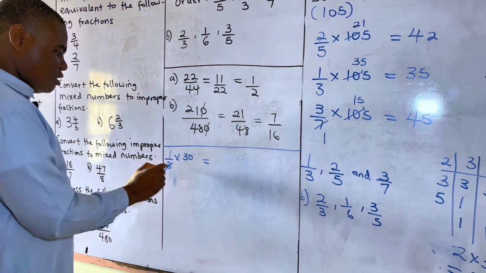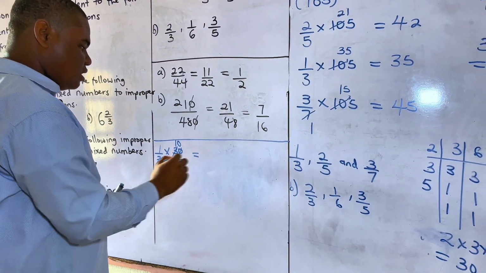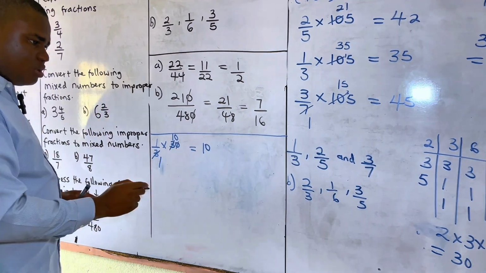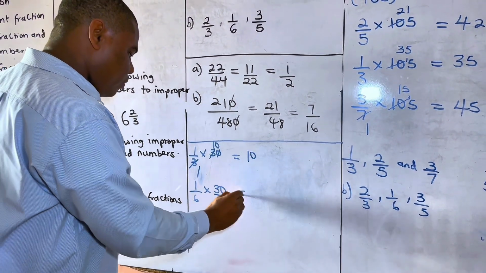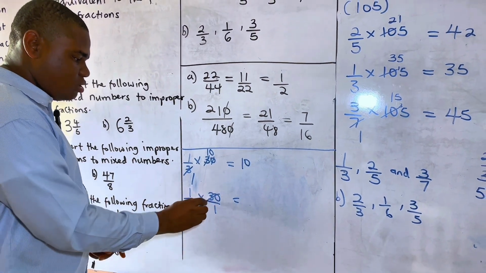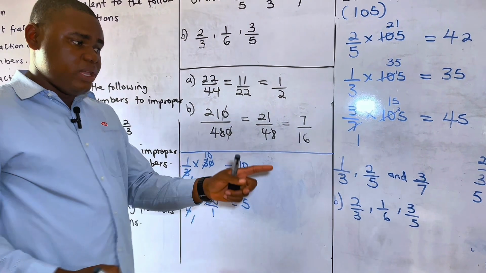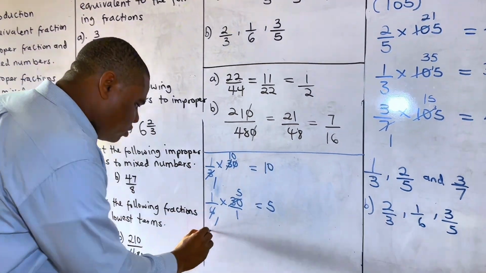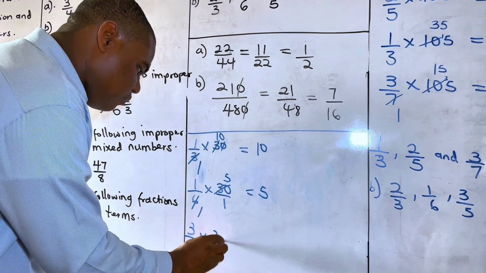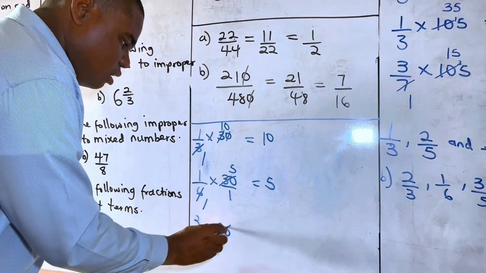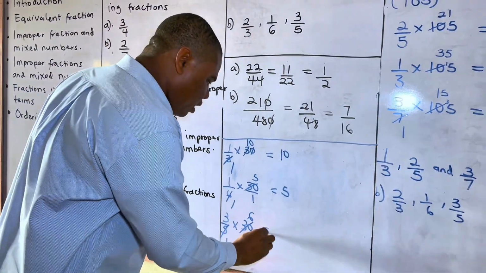So 3 goes into itself 1, 3 goes into 30, 10. So we have 1 times 10 is 10. Next one says 1 over 6 times 30 over 1. 6 goes into itself 1, 6 goes into 30 5 times. 1 times 5 is 5. The next one is 3 over 5 times the LCM, which is 30. 5 goes into itself 1, 5 goes into 30, that's 6 times. 3 times 6 gives me 18.